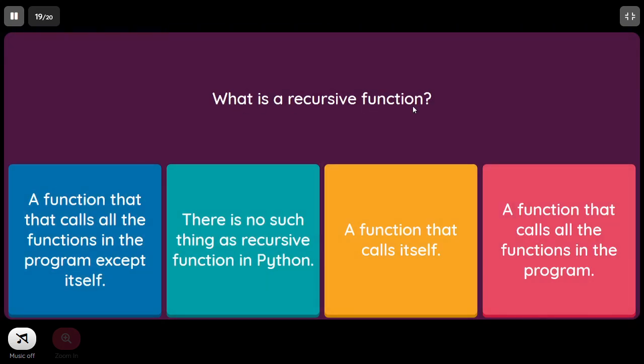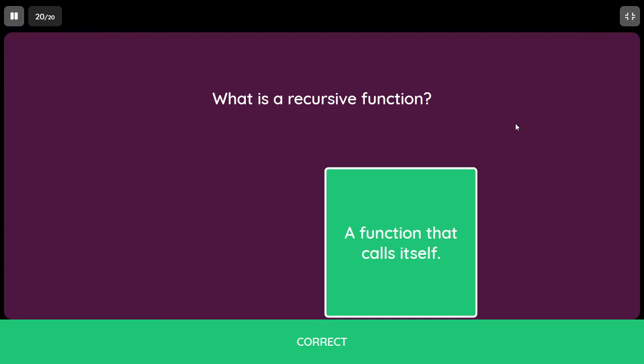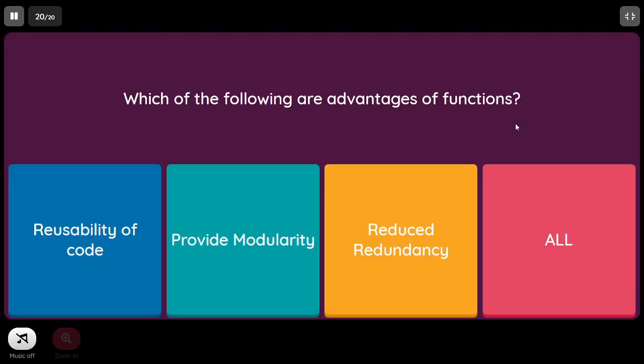What is a recursive function? You can just see the definitions that were given here. By definition, a recursive function is a function that calls itself. Which of the following are advantages of functions? Reusability of code, providing modularity, reducing redundancy. So all of these are the advantages of functions.